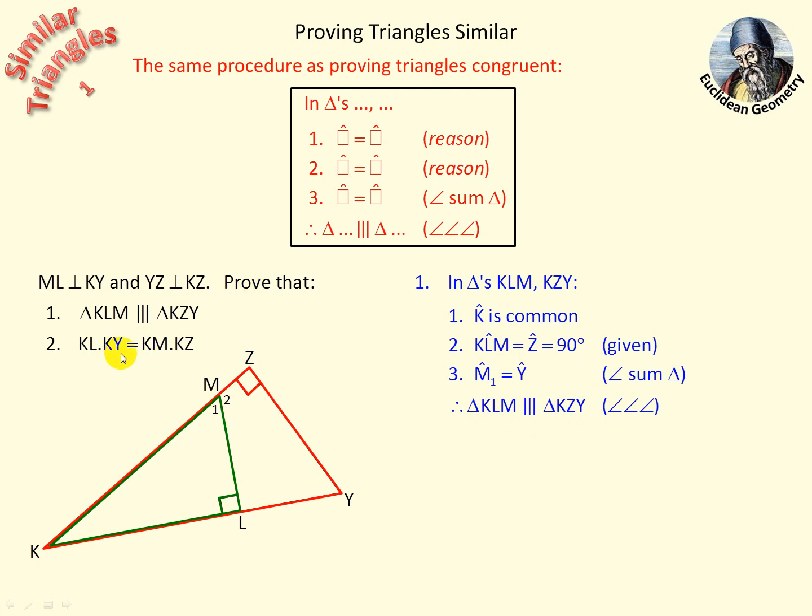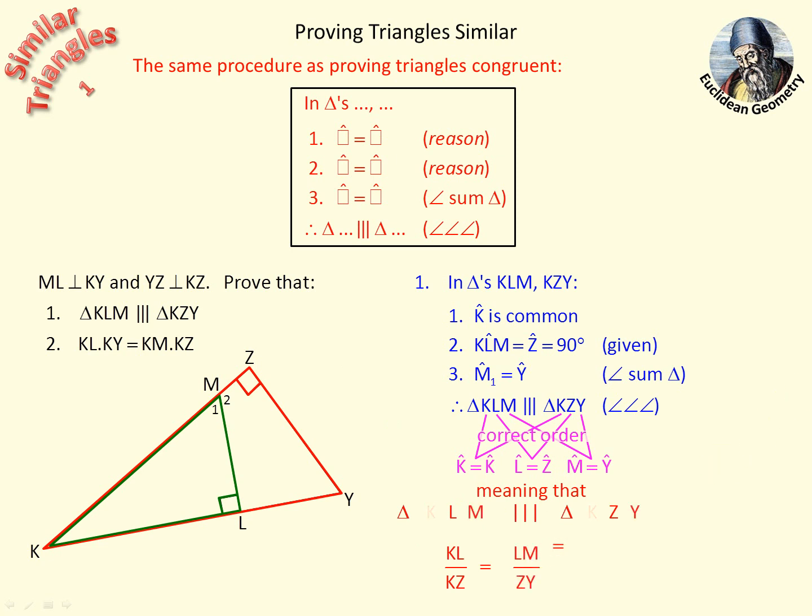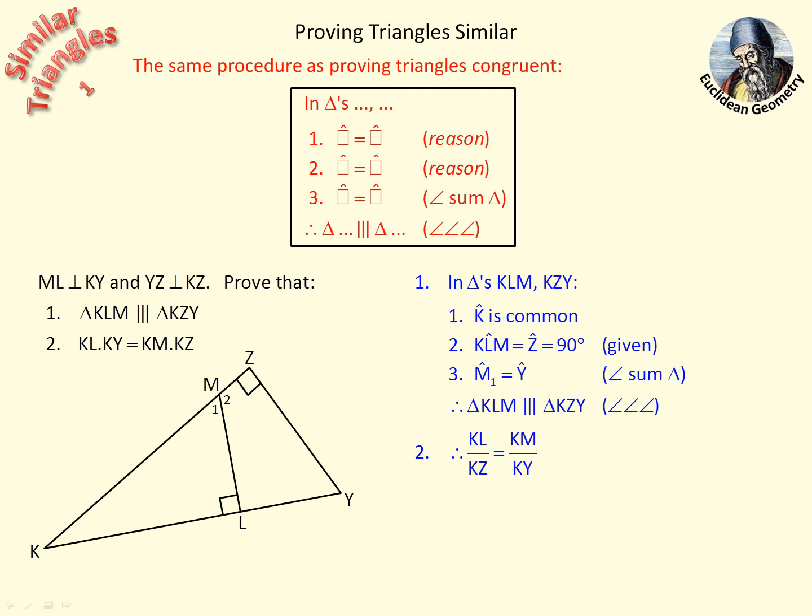Now, prove that KL times KY equals KM times KZ. There are equal angles in the correct order, meaning that KL over KZ, first second, LM over ZY, second third, and first third over first third. And we can go straight to there from the similarity statement. And that gives us what we want to prove.